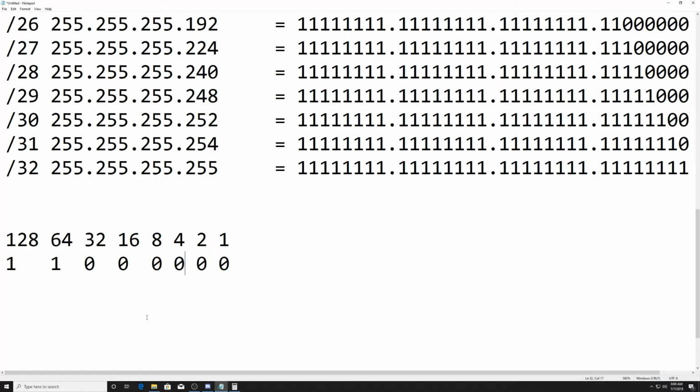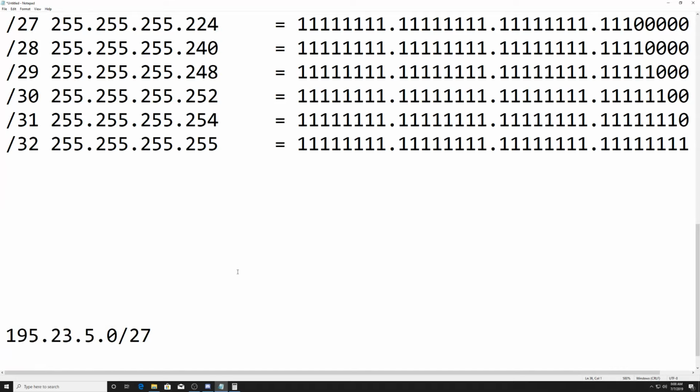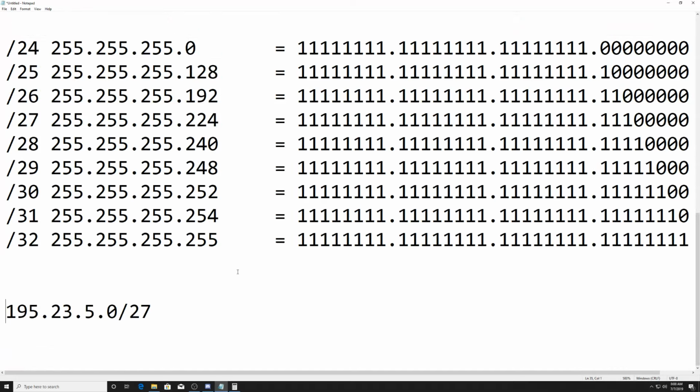When I first started learning IPv4 subnetting, I didn't quite understand it, but through practice and being consistent, I ended up learning how to subnet. But anyways, I'll go ahead and get rid of this, and we're gonna do this for an example.